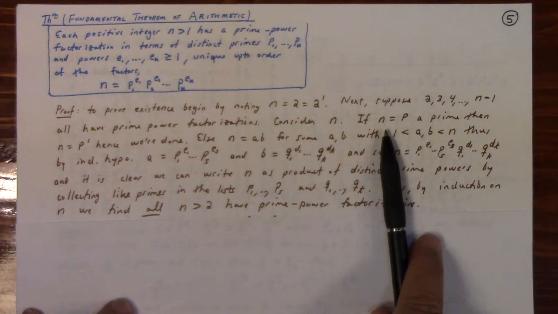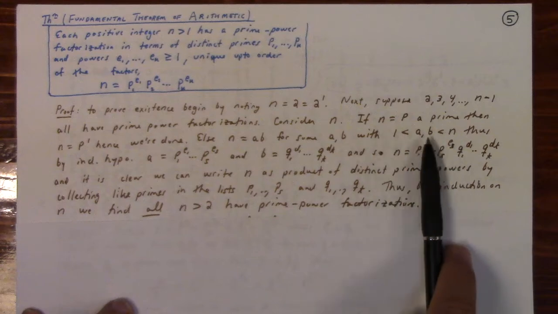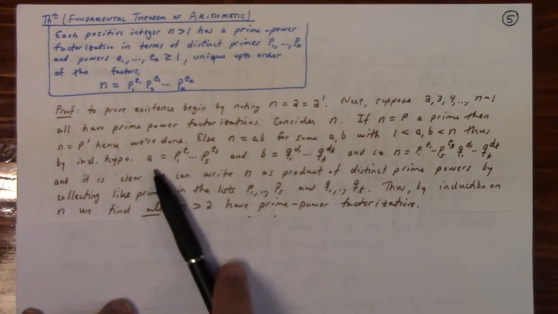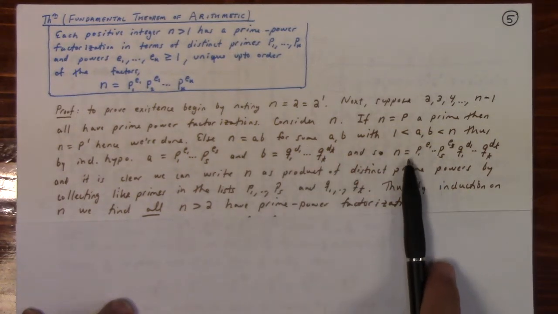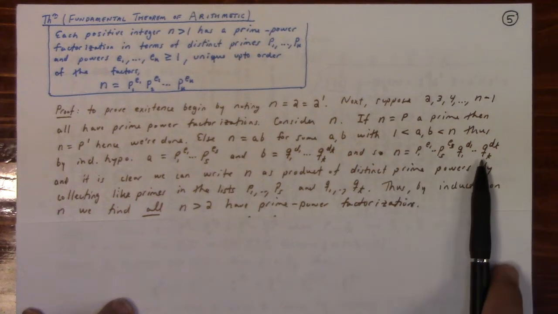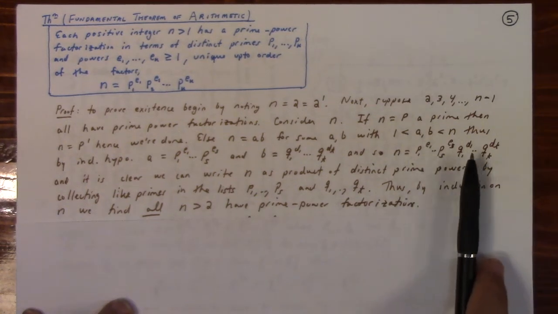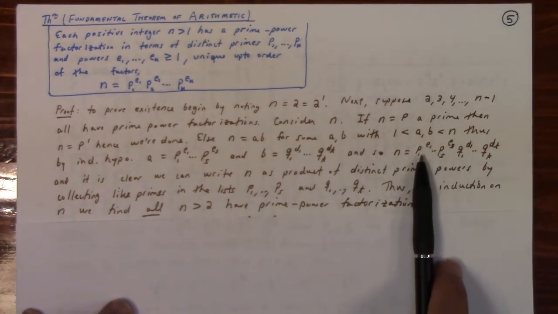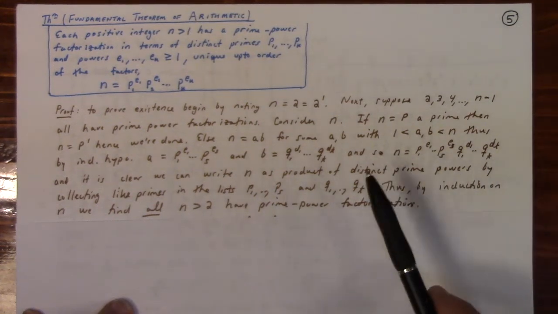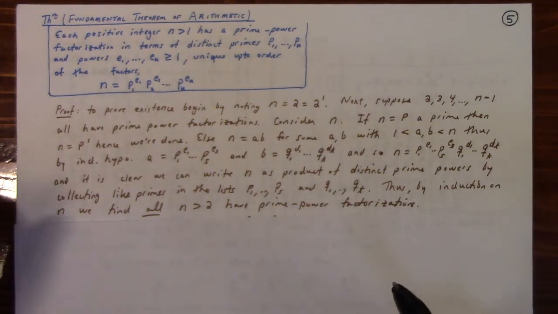So if n is a prime, we're done. Otherwise, n is composite, which means that there's some a and b between 1 and n. And so by the induction hypothesis, we can find a prime power factorization of a and a prime power factorization of b. And so multiply them, then you've got a prime power factorization of n. Of course, if there are any prime powers which coincide, you have to put them together. And so making that adjustment will then have a product of the distinct prime powers, right? And so therefore, by induction on n, we find all n greater than 2 have a prime power factorization.